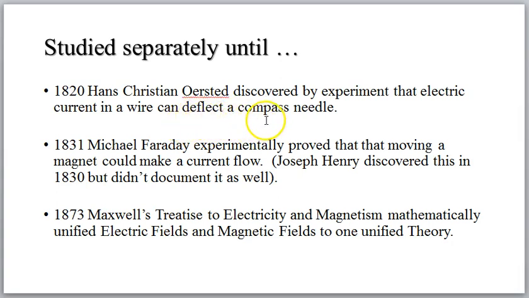Well, is it true then that a moving magnetic field can create a current and move an electric charge? That was discovered in 1831 by Michael Faraday. Experimentally, he was a great experimenter, and he proved that a moving magnet could make a current flow. Ironically, it was also discovered by Joseph Henry, an American, in 1830, but since he didn't document it well, Michael Faraday is given the credit for that.